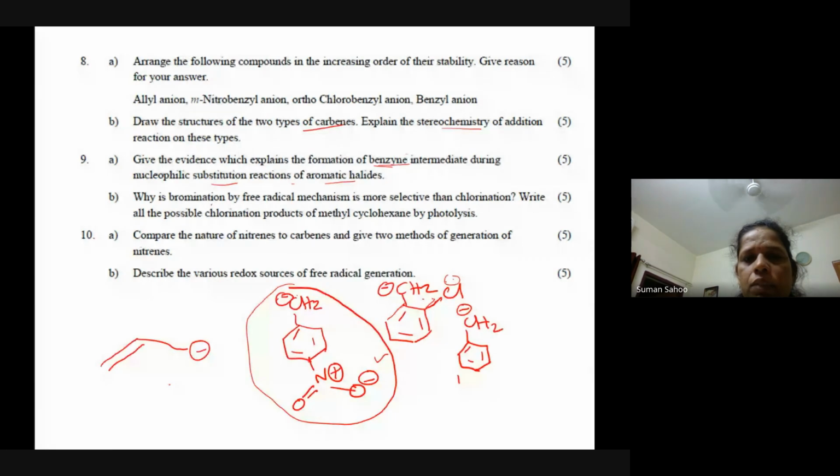Why is bromination by free radical mechanism more selective than chlorination, which we have already discussed? In case of chlorination, it is highly exothermic, and in case of bromination, it is less exothermic, so that would be more selective. Write all the possible chlorination products of methylcyclohexane by photolysis, and just do it. Compare the natures of nitrenes and carbenes and give two methods of generation. Describe the various redox sources of free radical generation. You can just go on.